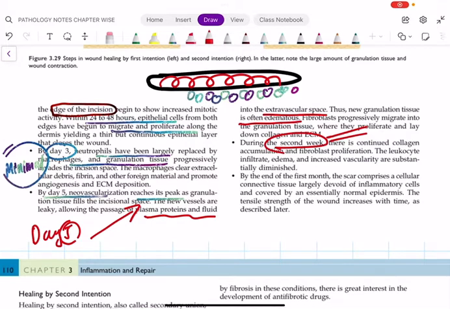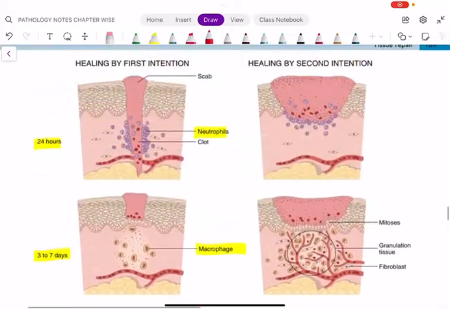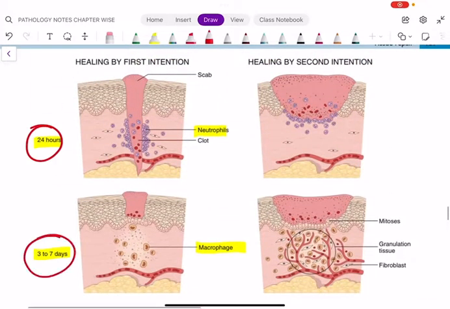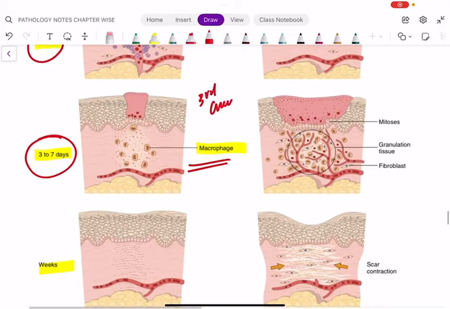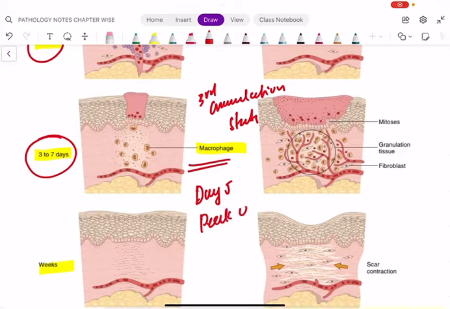that is, by 14 days, there will be only fibroblast proliferation, the new vascularization will be suppressed, and by the end of the first month the scar will comprise purely connective tissue. And I told you, the more the collagen deposition, the more the strength of the wound. This is healing by primary intention. Within 24 hours we have neutrophils, in 3 to 7 days macrophages, and by the third day granulation tissue starts. Granulation continues to day 5, the peak of neovascularization.